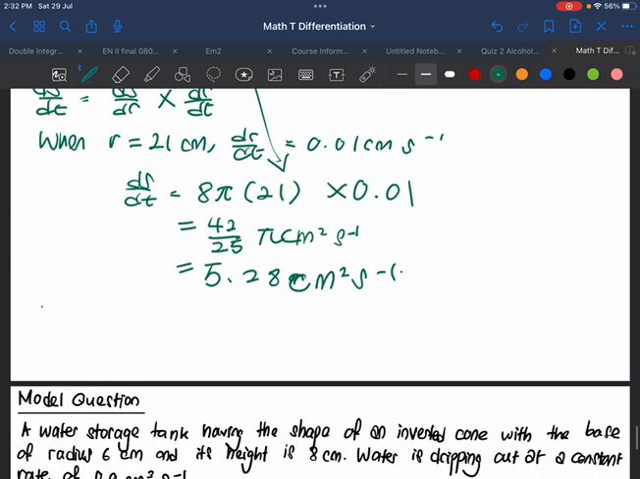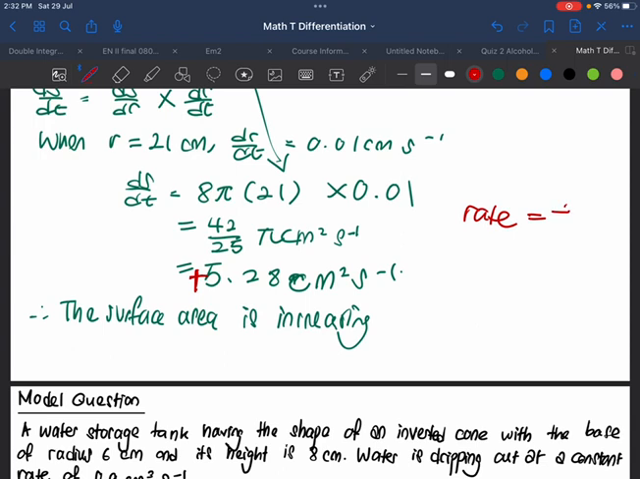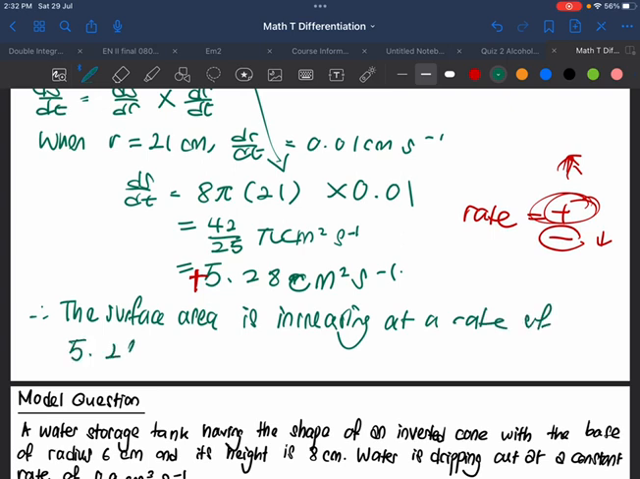So you can write down the surface area is increasing. Why would I say that this is increasing? Since the sign is positive. The rate can be positive or negative. If negative, it means it's decreasing; positive means it's increasing. So now it's increasing at a rate of 5.28 centimeters square per second. So here is the answer.